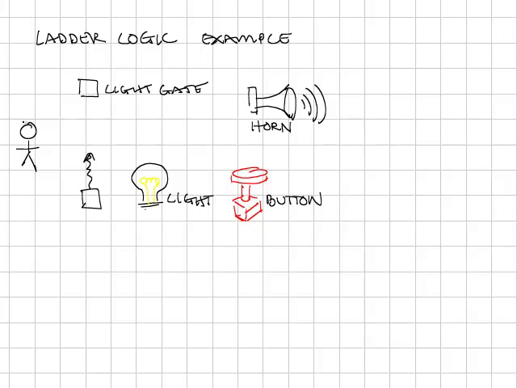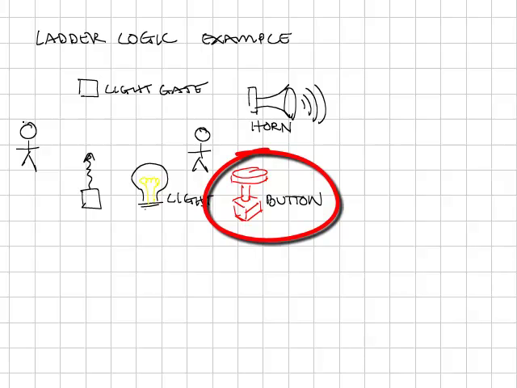If you want to enter the room without breaking the light gate, then you have an operator on the inside who presses the button and holds it down. When you hold down the button, the light turns on. That tells the person on the outside it's safe to proceed through the gate, and the horn will not go off.